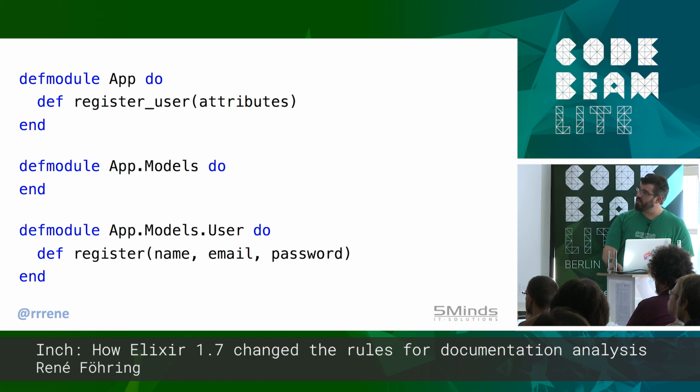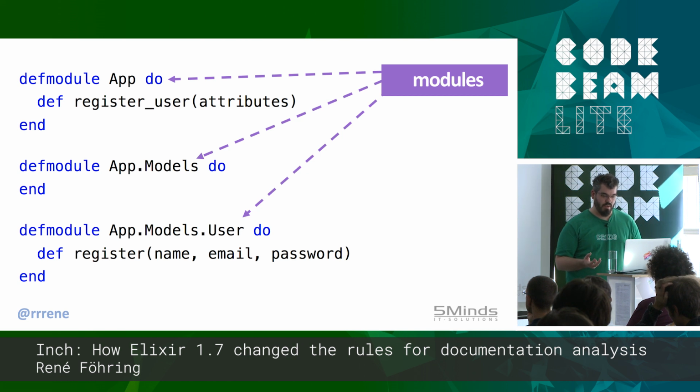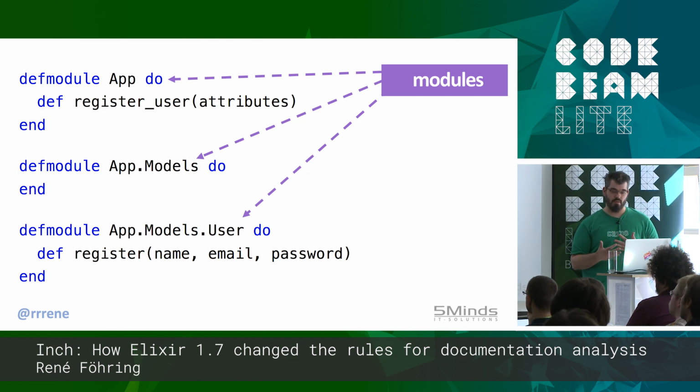So looking at this example, we can see that we have three modules: app, app models, and app models user. And the importance of documenting these modules is not the same. There is an argument to be made that the one in the middle is the one least important to document, because it does not contain any functions and it just serves as a namespace for other modules. And the one at the top is probably the most important one because it's a top-level module.